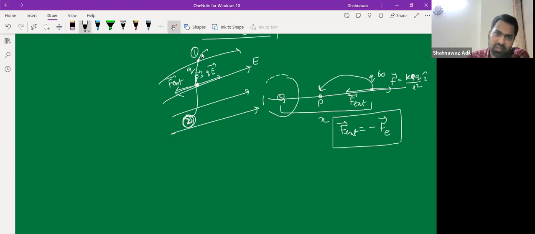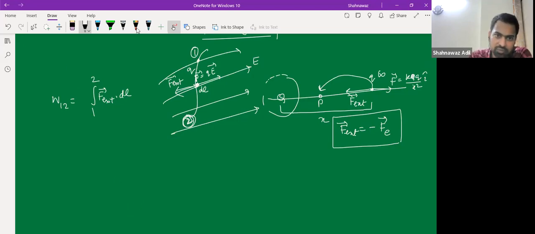Similarly, in this case we are bringing this charge from point 1 to point 2. So the work done would be how much? This would be due to the F external dot dl. Let's say this distance is dl, and we are bringing from 1 to 2. Okay, is that clear, guys?